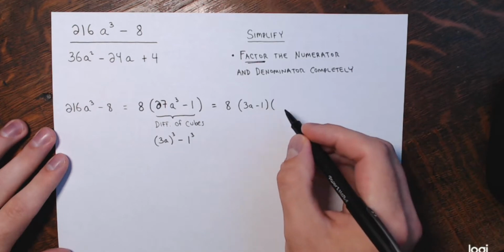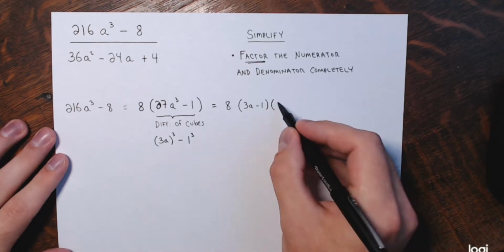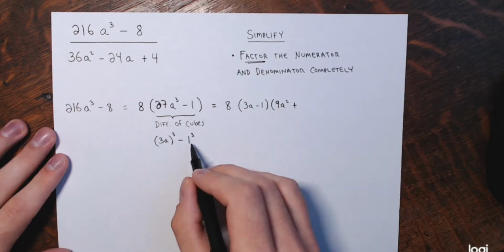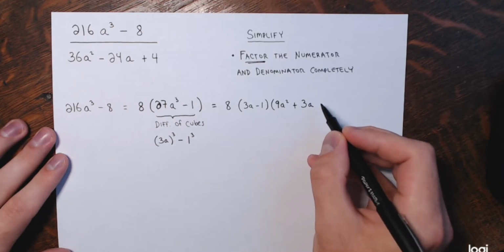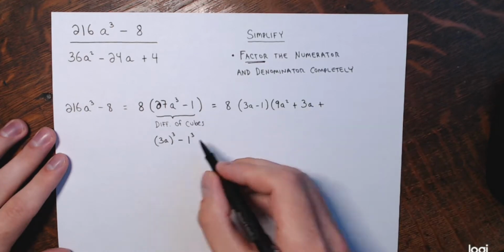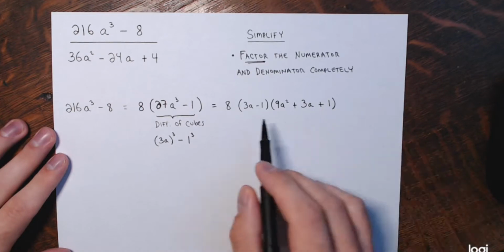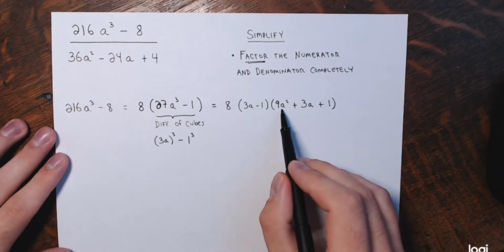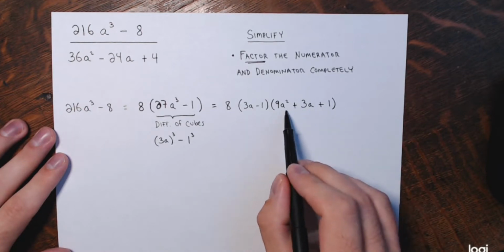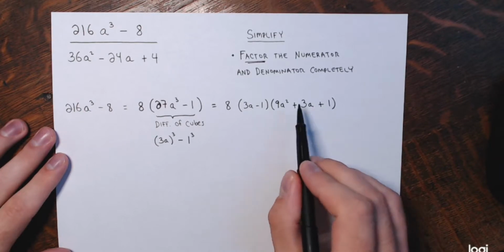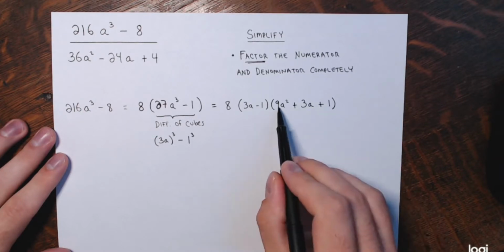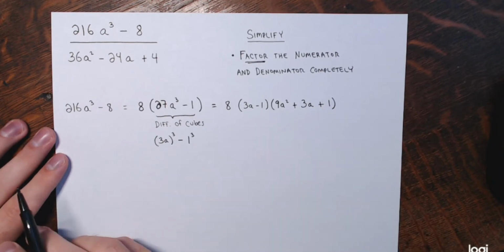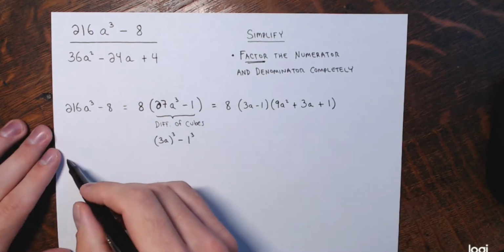Times, and then a squared, so 3a times 3a, 9a squared, plus ab, 3a times 1, so 3a, and then plus b squared, or 1 squared, which is just 1. Alright, so there's the numerator, totally factored. And this factor here, the 9a squared plus 3a plus 1, yes, this is a quadratic trinomial. So you might try factoring it with the AC method, but there are no factors of 9 that add up to 3. So that's as factored as that's going to get, right? So there's the numerator, totally factored.